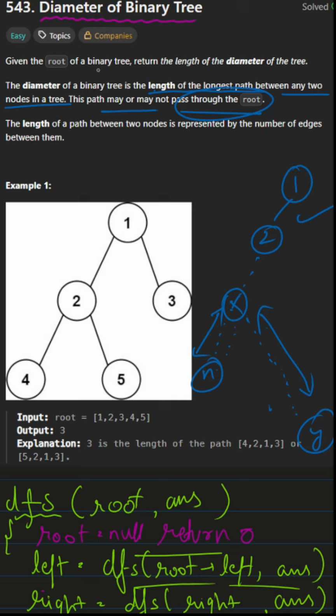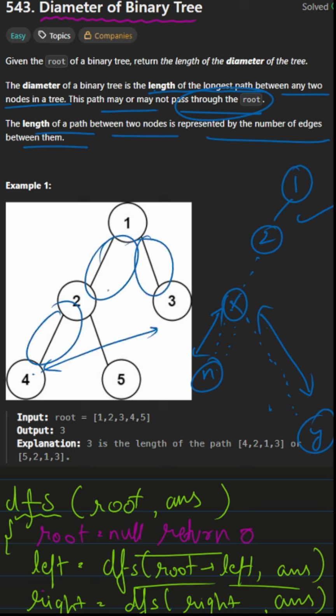And next going forward, the length of a path between any two nodes is represented by the number of edges between them. Okay. So for example, here the longest path is between 4 and 3. The number of edges between them is 1, 2, and 3, and that is the output.